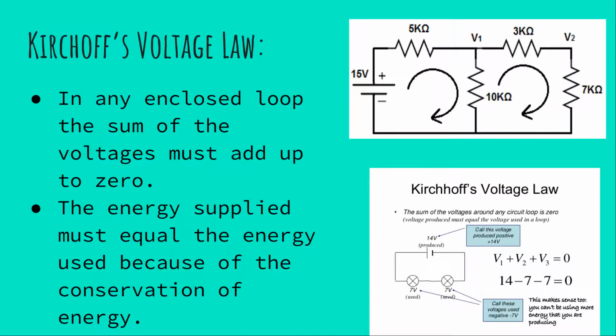So there's a law called Kirchhoff's voltage law, and this basically just says that in any enclosed loop, the sum of the voltages must add up to 0, and the energy supplied must equal the energy used because of the conservation of energy. So whenever you make a loop where the resistors are, it has to add up to the overall voltage of the battery.